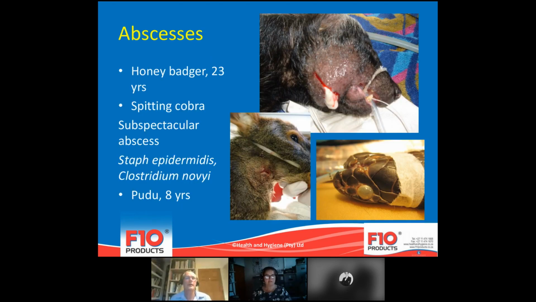Good. Okay. Abscesses, obviously, a fairly common presentation in lots of animals. So again, F10 can be really useful for flushing and packing abscess cavities. So at the top, we have an elderly honey badger. In this particular one, it wasn't dental related, but obviously quite often when you get abscesses around the head, there might be an underlying dental issue. At the bottom here, we've got a poodoo.